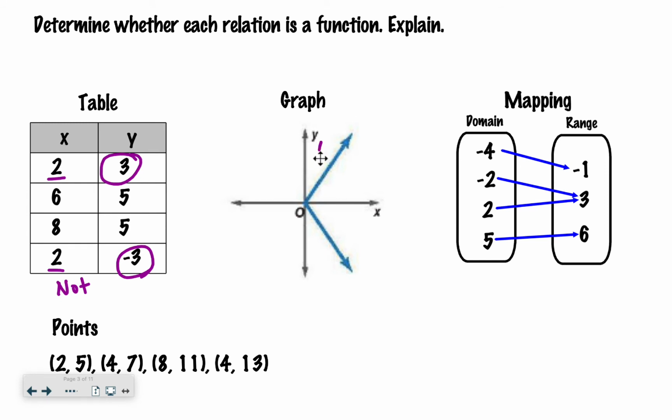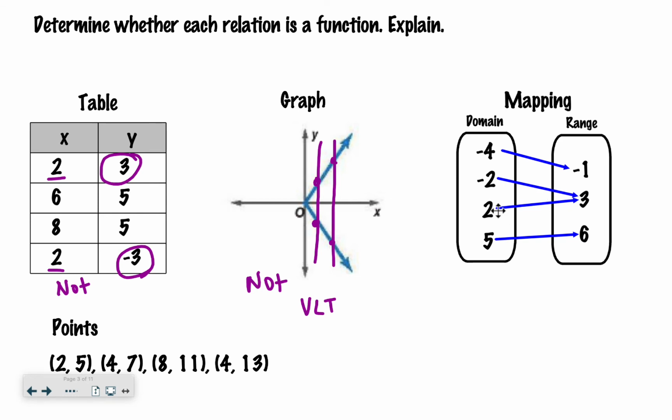Then for our graph, if we do our vertical line test, you can see it fails because it hits more than once. So this is not a function because it failed the vertical line test. And you can abbreviate vertical line test to VLT, just so you know. All right, now let's look at the mapping. In a mapping, in order to tell if it's a function, each of these numbers can only have one line going from it. So like this 4 only has one line. This -2 only has one line.